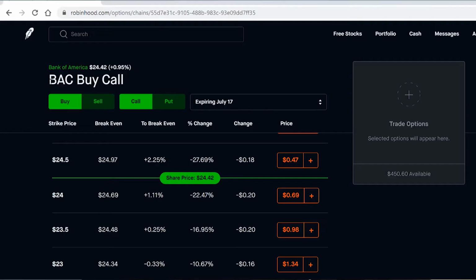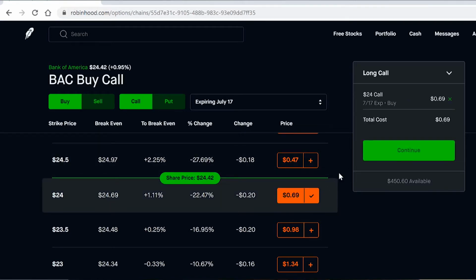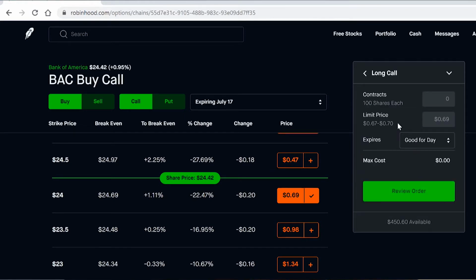So for today's video, we're going to be starting right away in Robinhood with our example stock, which is Bank of America. Here, I'm looking to buy the $24 call expiring July 17th for 69 cents per share. This means that I would pay $69 total. But once you click on it, you realize that this is somewhat misleading.